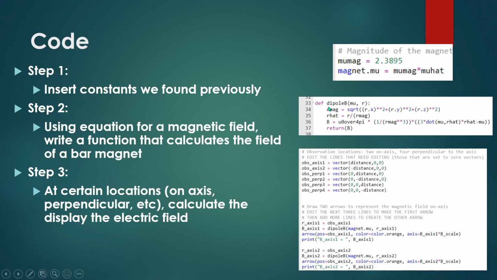Now that we found that data, we used an equation for a magnetic field to write a function that calculates the field of the magnet, as can be seen here. We have the r magnitude, r hat, and we enter that into the equation here. And then we pick certain locations. We want two locations on axis, 4 locations perpendicular, and 1 location at 45 degrees. So we set the locations here, and we use this function to calculate the magnetic field at those locations.